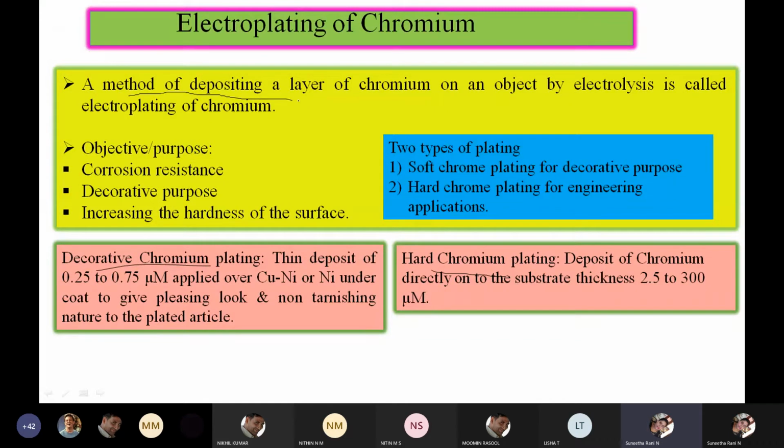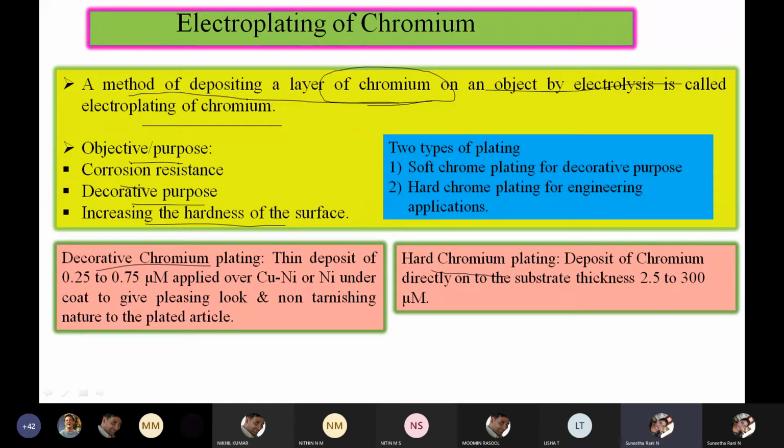It is a method of depositing a layer of chromium on an object by electrolysis, which is called electroplating of chromium. So what we are doing is depositing chromium metal on the object. That is called plating chromium metal on the object as a coating process. What are its applications? It is used for corrosion resistance, decorative purposes, and increasing the hardness of the surface.